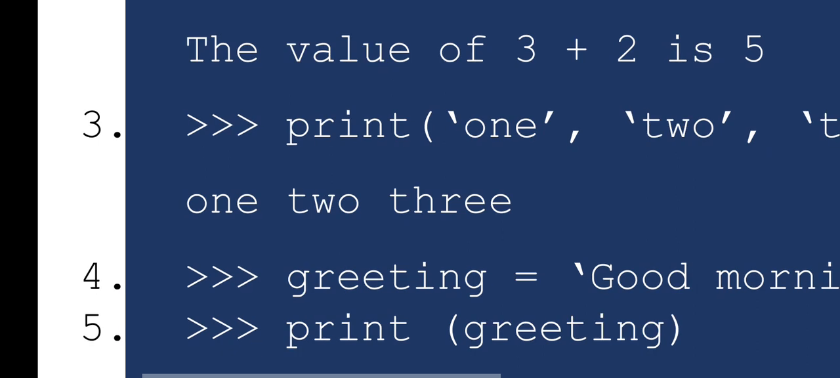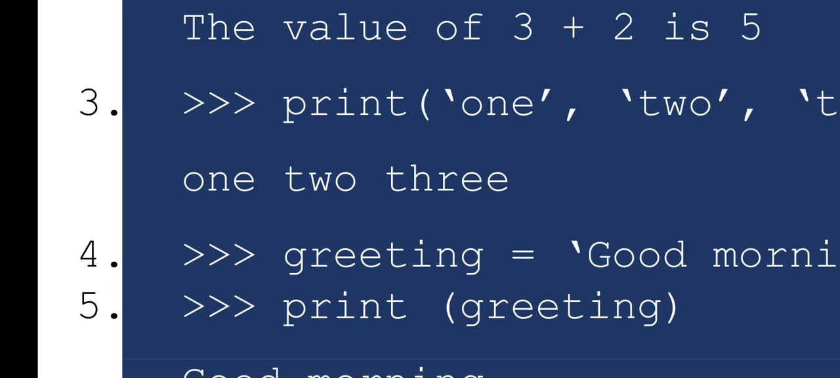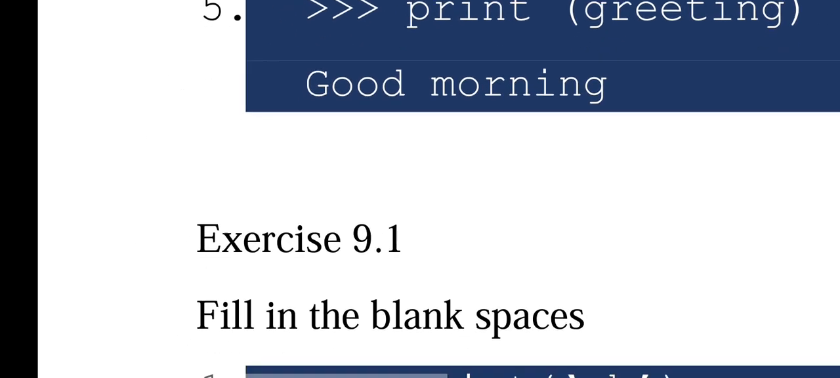greeting, and the print function is called, passed to it as an argument is greeting. As I said, times without number, whenever a variable appears where a value is expected, the variable is the value contained in the variable. So what is contained in the greeting variable is good morning. So the print function will print out good morning, as you can see, good morning.